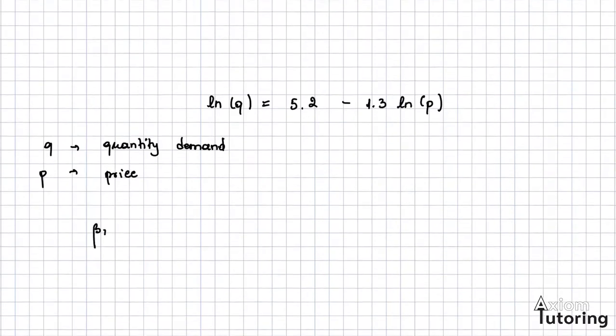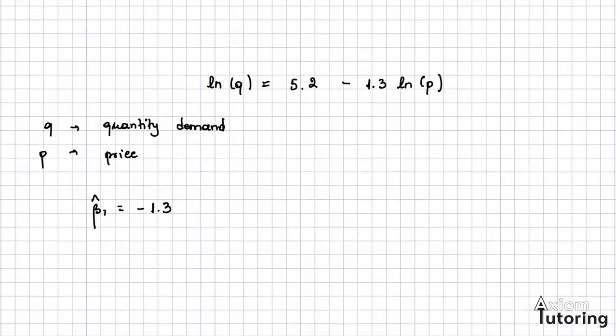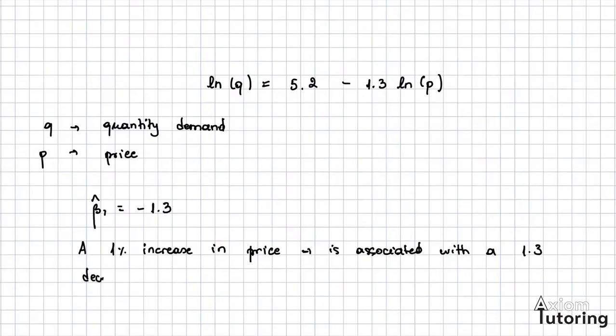The beta 1 hat in this case is minus 1.3, which means interpretation-wise, we're going to say that a 1% increase in price is associated with a 1.3% decrease in quantity demanded. Okay, so the negative sign matters because it tells us the direction.